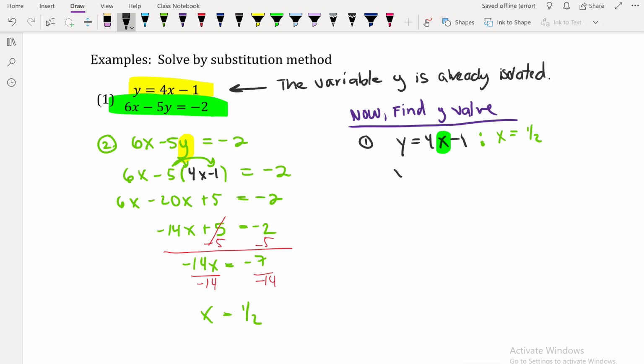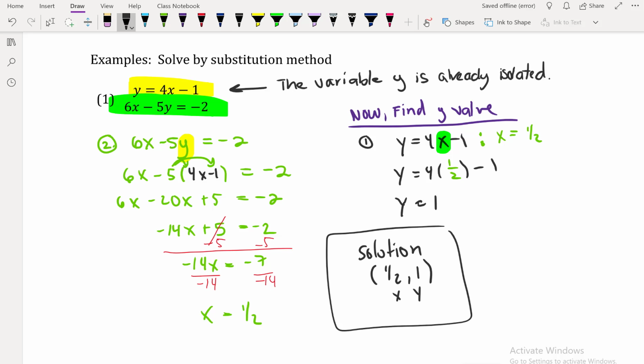So that I would have y is equal to 4x minus 1, and I'm plugging in there a 1/2. So y is equal to 4 times 1/2, that would give me 2, minus 1 would give me a 1. So now I have an x value and a y value. My solution is going to be the ordered pair, 1/2, comma 1, for the x and the y. That is how I do the substitution method.